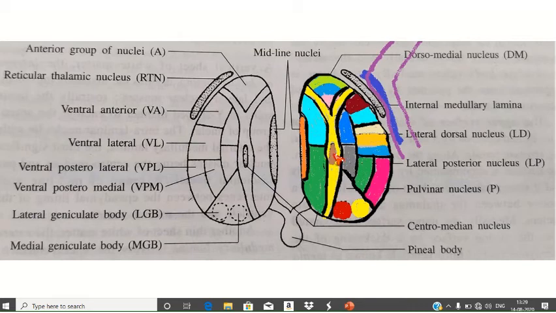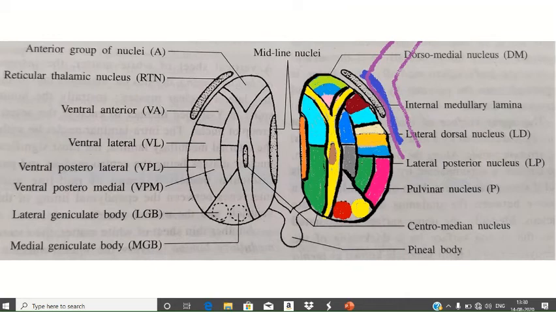One is the centromedian nucleus. This forms the prominent nucleus in the middle third of the thalamus. This is called the centromedian nucleus. And then the parafascicular nucleus, it lies medial to the centromedian nucleus. Okay, parafascicular nucleus. So that is about the two intralaminar nuclei.